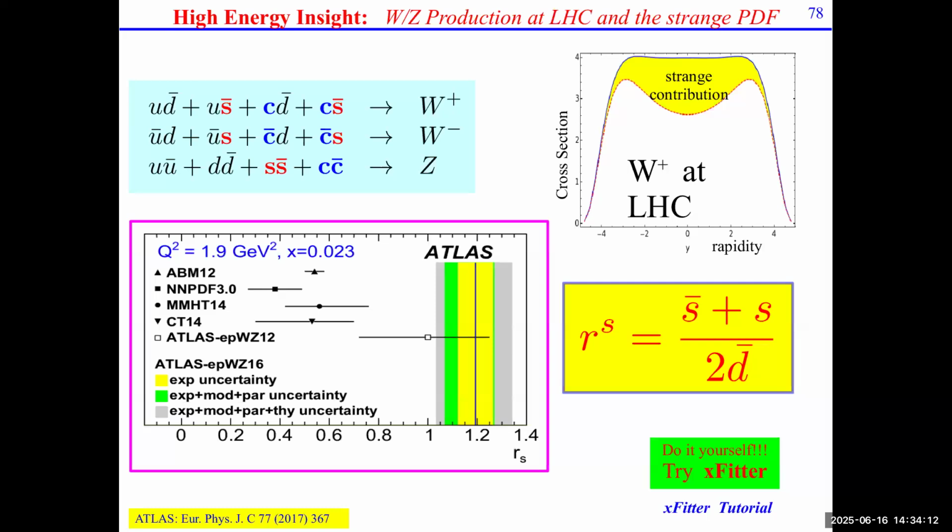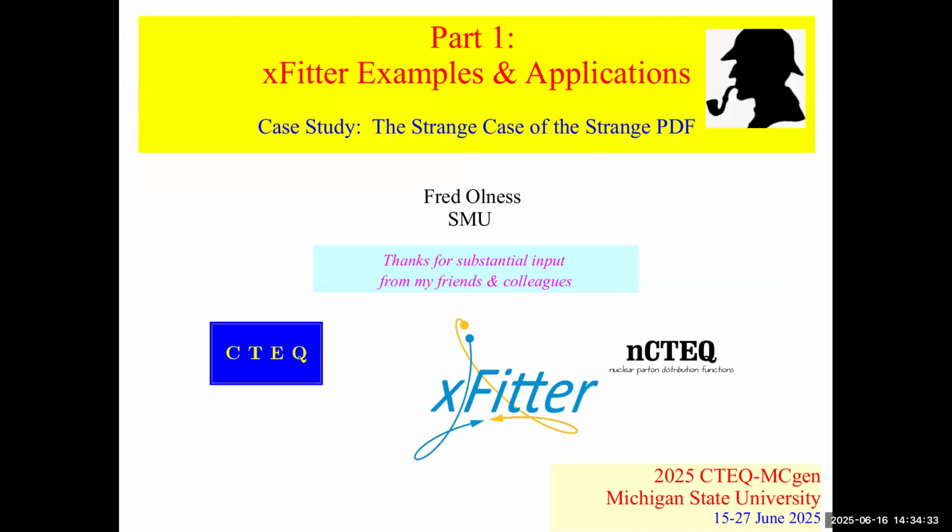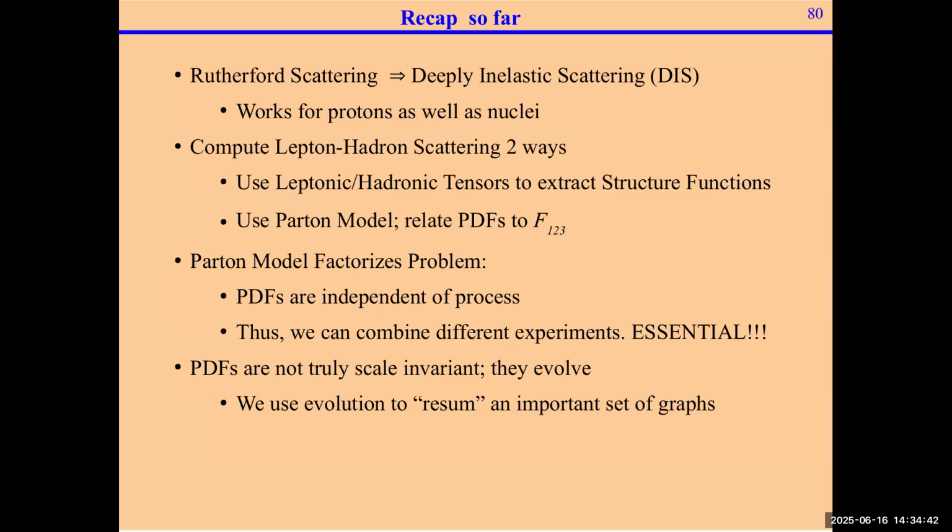Well, we're going to try this tomorrow. Okay, so this was done originally in xFitter. We have the data for that, and we're going to try that. And we're going to run it. We're going to open up the fit and see that sure enough, it prefers something above 1. And then you can play around with the parameters and see if you can reconcile this and get something that's a little bit more normal. So that, as I say, is part 1, the case study, the strange case of the strange PDF, and that's on tap for tomorrow. So here's the recap so far.